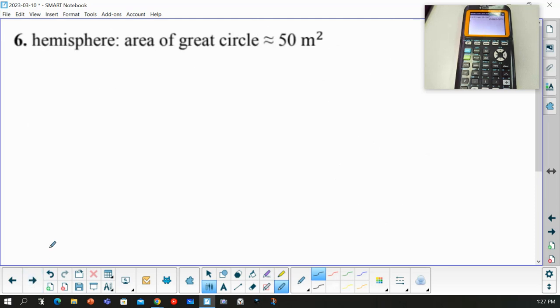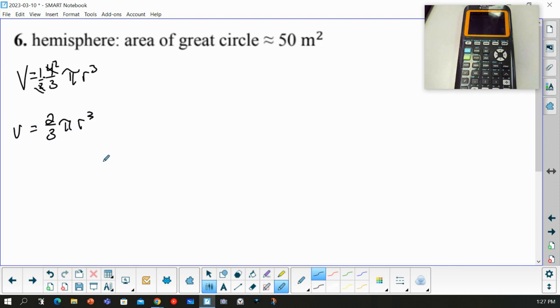Problem number 6, hemisphere. We need to find the volume of the hemisphere. We've done this a couple times already, but just let me remind you. A sphere formula is 4/3 pi r cubed. Since we're doing just a half of a sphere, I can multiply this by 1/2. I'll put it right in the front. The 2 and the 4 will cancel, leaving me with just 2/3 pi r cubed. So the volume of a hemisphere is this formula.